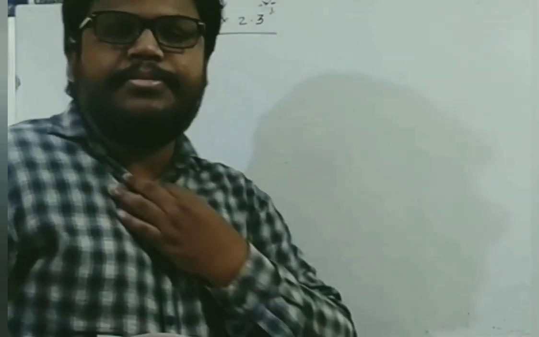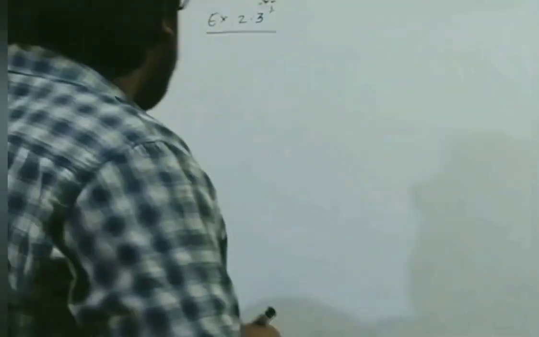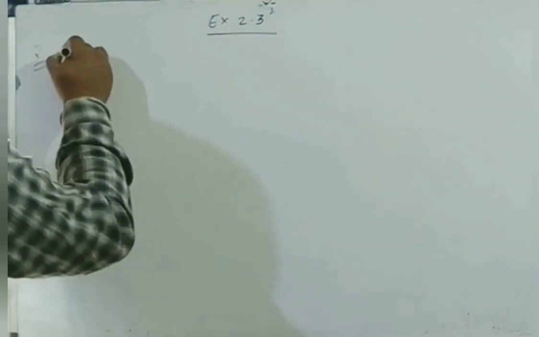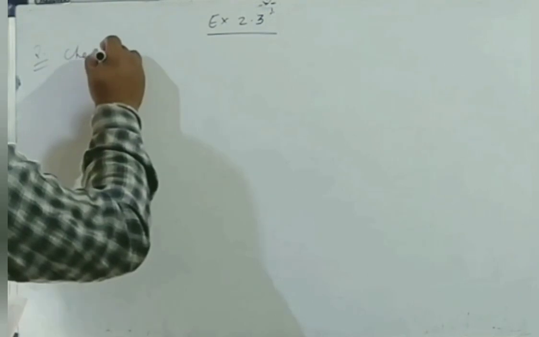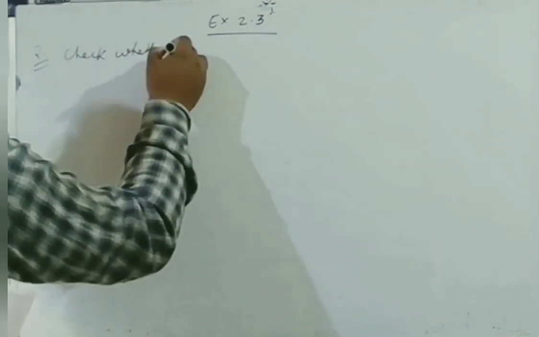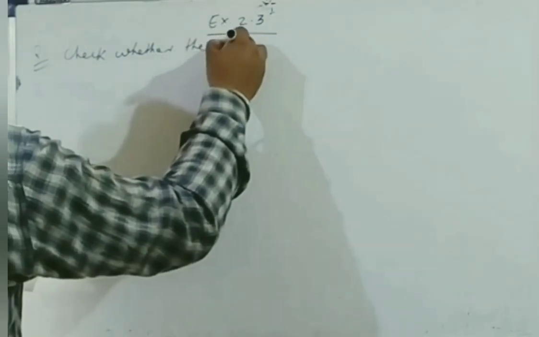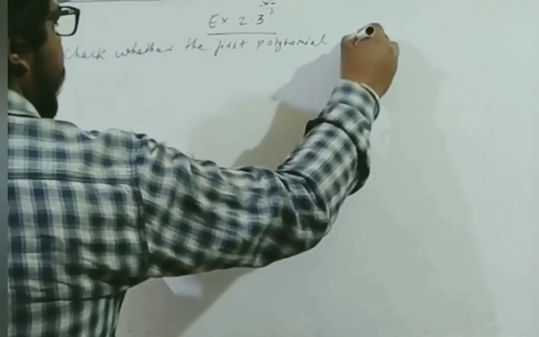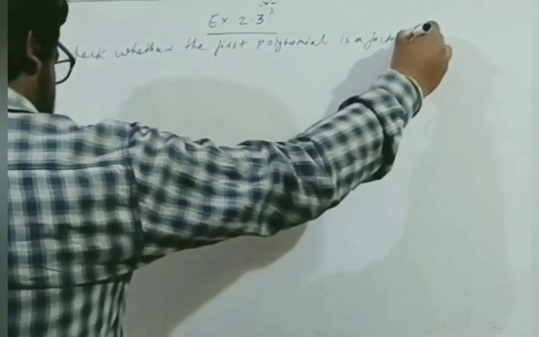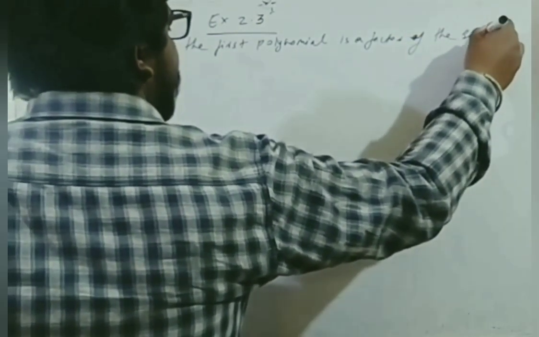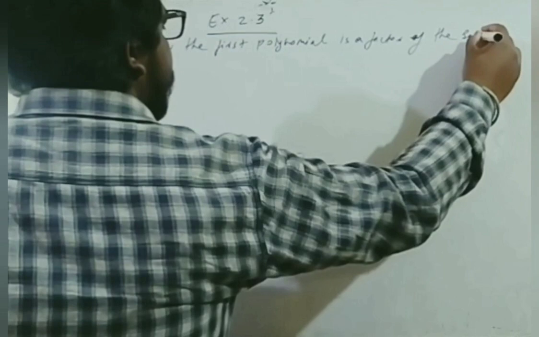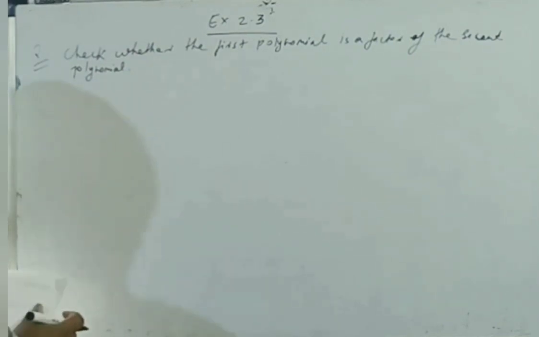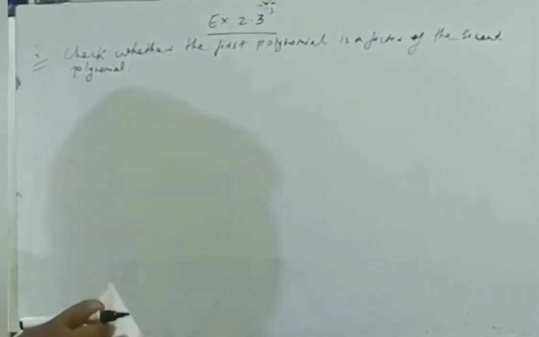So, students, let's do the second question. Exercise 2.3, second question. Same thing you have to do here: the same long division. Check whether the first polynomial is a factor of the second polynomial.